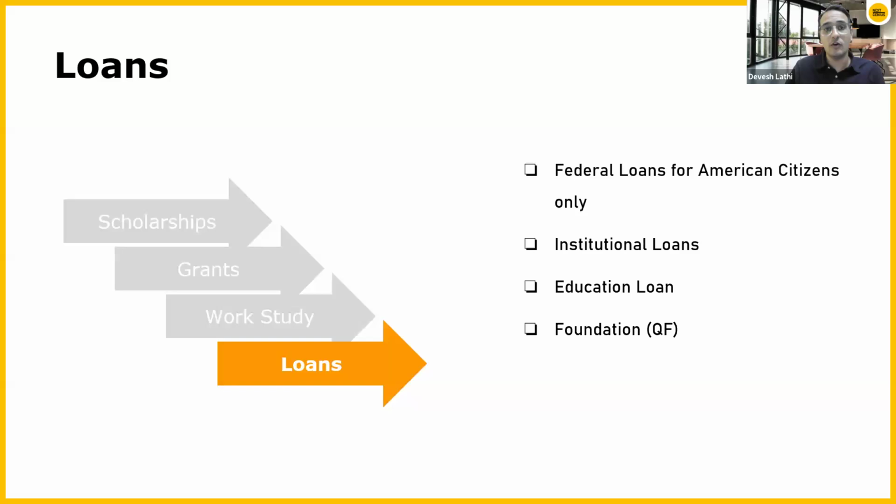Loans, there are different kinds of loans. Some loans are offered by the university itself. Some loans are offered by the government. Some loans are offered by banks. You can look at different kinds of loans.